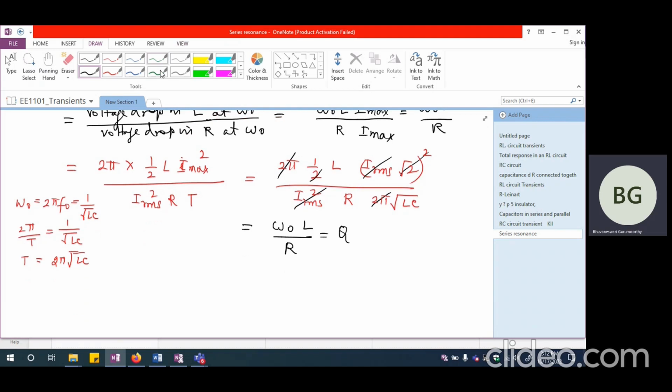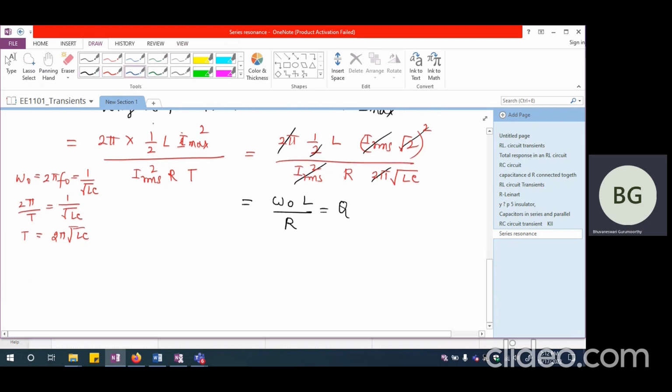Now, one more thing I need to say specifically is that if I am saying that the x-axis is omega and this is going to be omega naught, I am going to have the I max happening exactly at omega naught. So this is where I max is occurring. If I'm talking about this as I, so this is going to be I max.